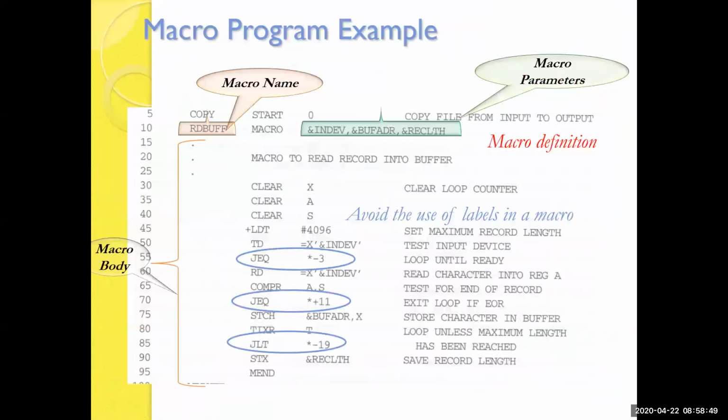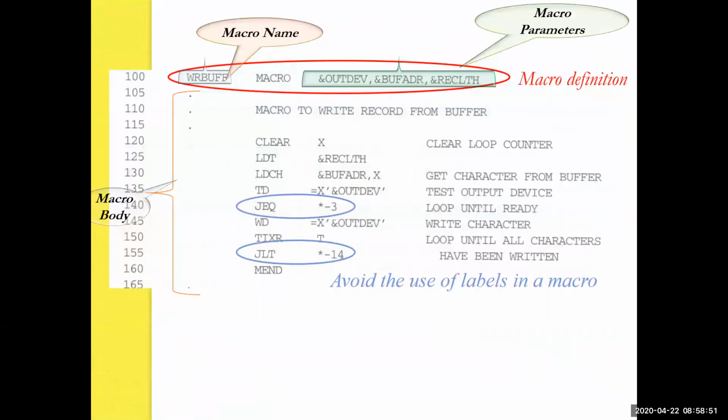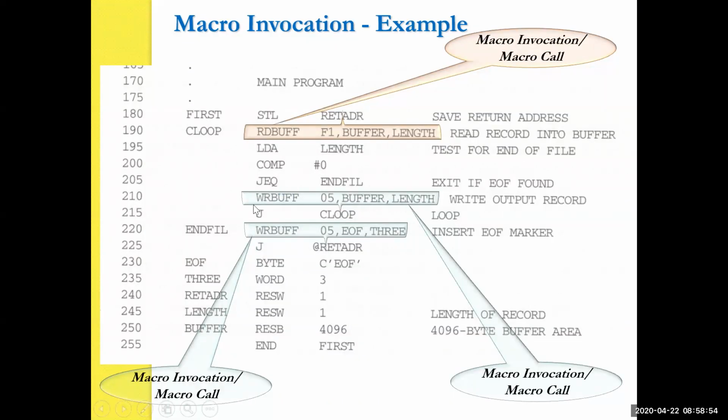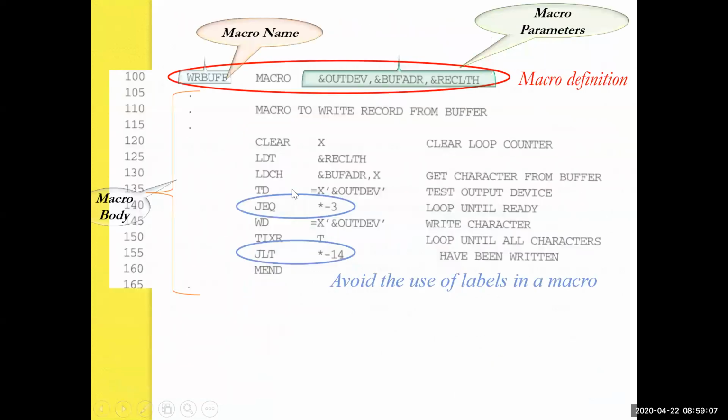So following this, we have another macro invocation, WRBUFF 05 buffer length. Now this statement is a macro call, so this has to be replaced with the statements that form the body of the macro WRBUFF. So WRBUFF is defined here, which has a set of statements initially beginning with the comment lines. Following that, the first statement is CLEARX. So all lines from CLEARX till JLT star minus 14 will be generated as a part of macro expansion. These lines will be ignored because these are comment lines.